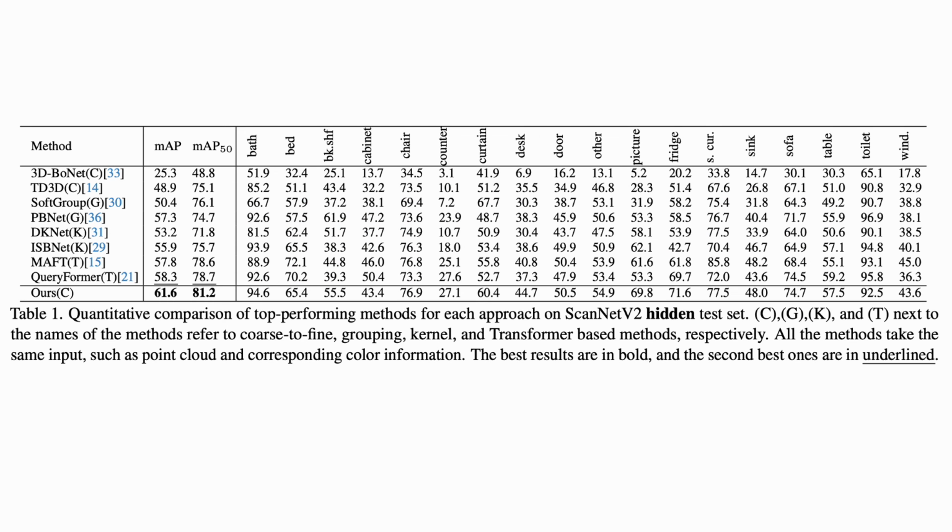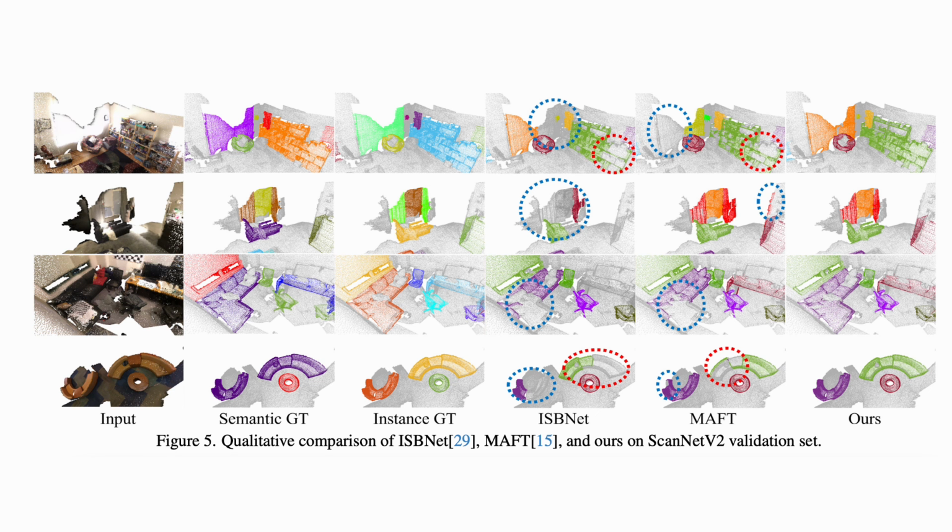The table shows the quantitative result on the ScanNet hidden test set. As can be seen, Spherical Mask outperforms all existing works based on coarse-to-fine, grouping, clustering, and transformer. This figure shows a qualitative comparison with existing works on ScanNet v2. Here, the blue and red circles highlight cases where Spherical Mask outperforms the existing works.